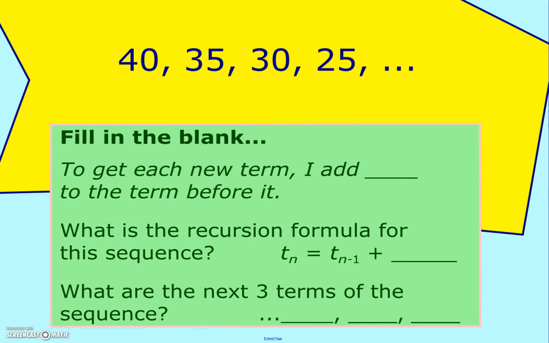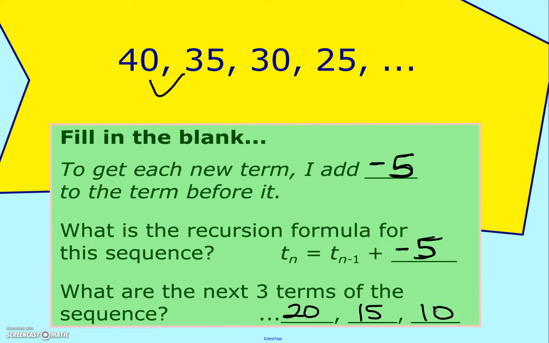So, fill in the blank. To get each new term, I add blank to the term before it. So I'm subtracting 5 or adding a negative 5. What is the recursion formula for the sequence? Tn equals Tn minus 1 plus a negative 5. So what are the next terms? What are the 3 terms of the sequence? 25, 20, 15, 10. It's really easy.